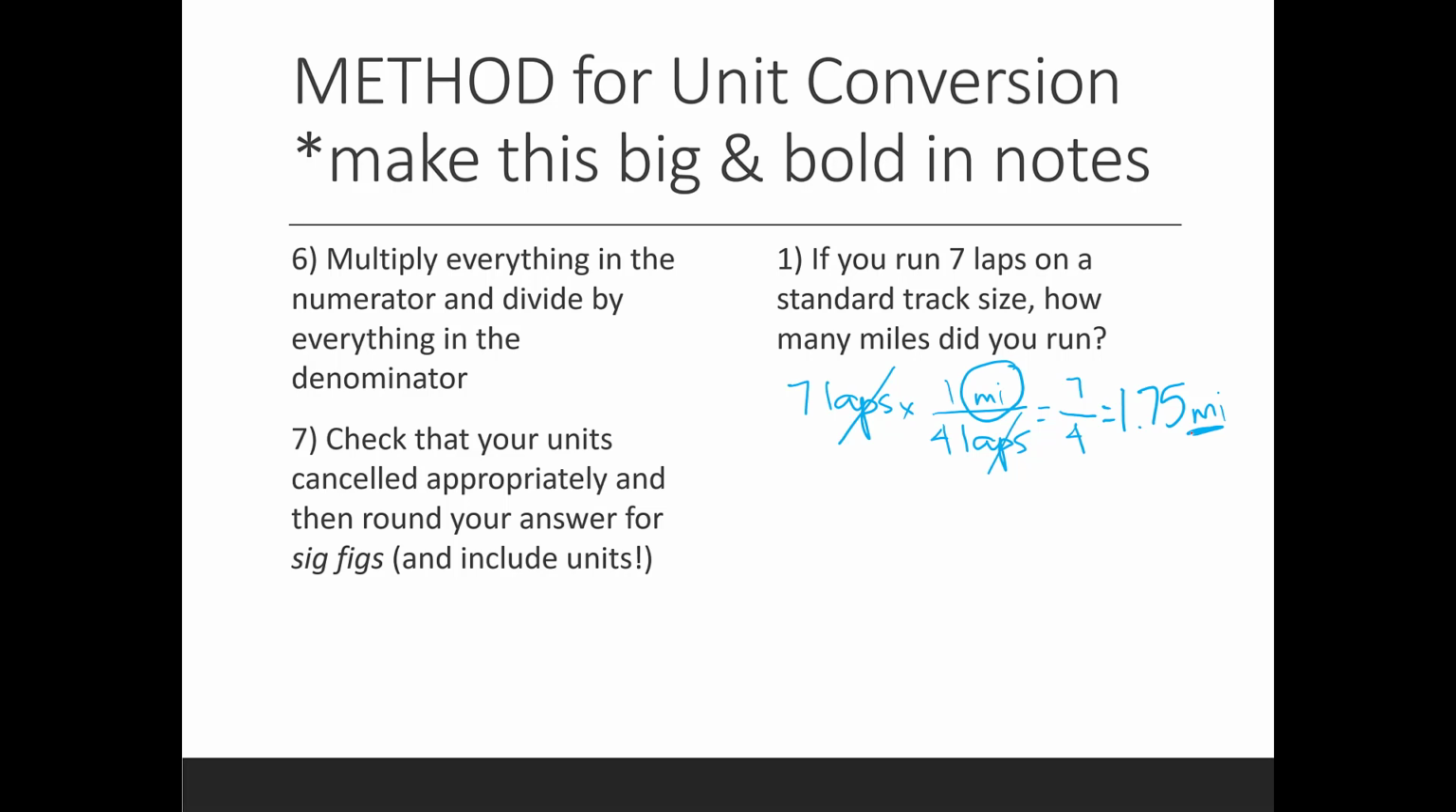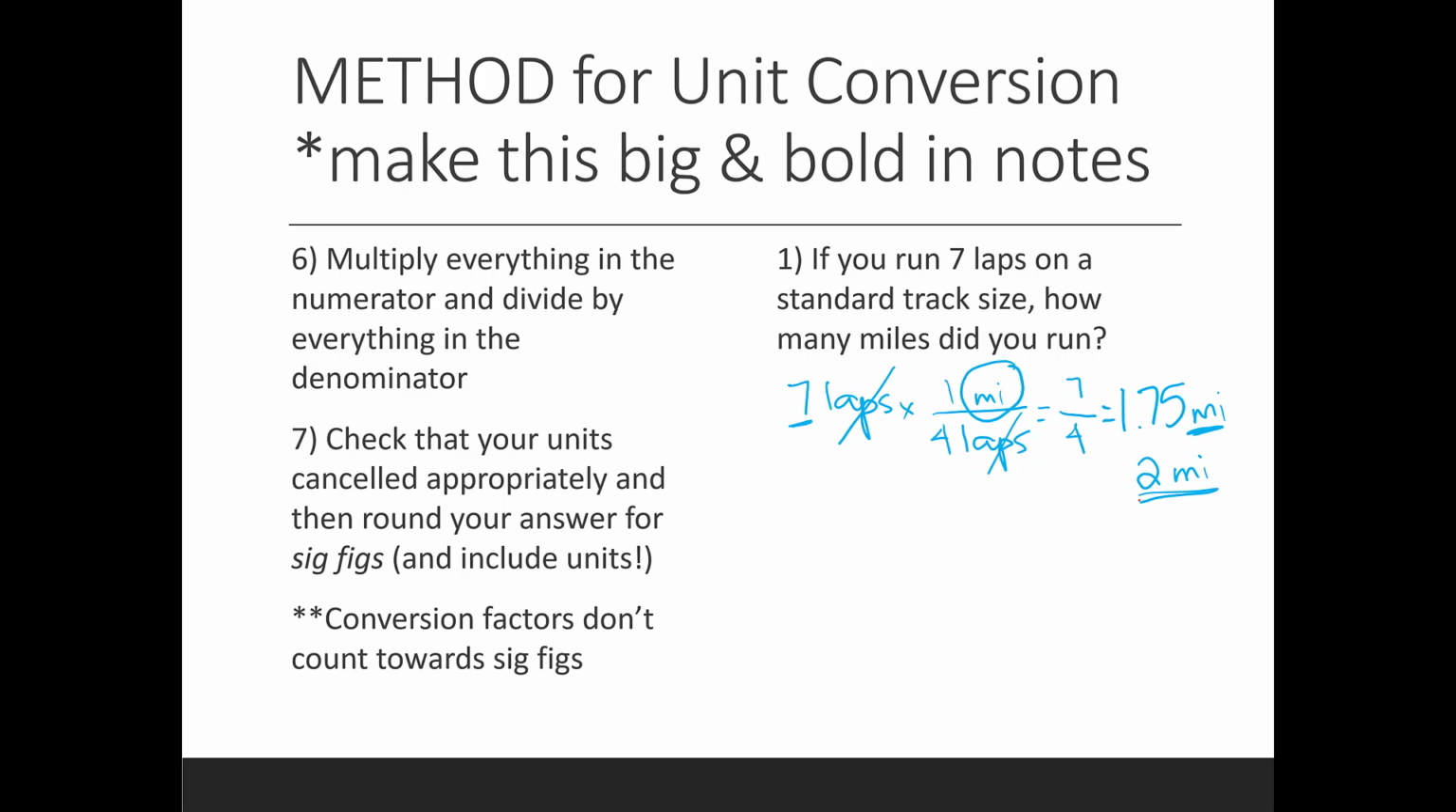So depending on when you watched this video, we may or may not have already talked about sig figs or significant figures. If we haven't talked about sig figs yet, that's okay. Just write down your answer, 1.75. We'll get to sig figs. If you have already learned about sig figs, then you should know that because I only have 1 sig fig in my 7 laps, I can only have 1 sig fig in my answer. So I actually have to round up 1.75 to 2 miles to keep the same number of significant figures.